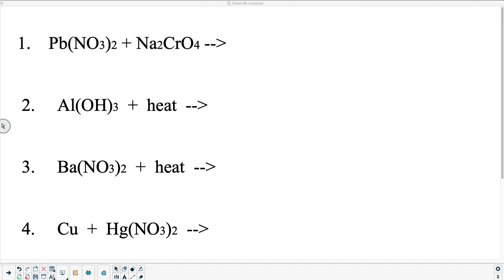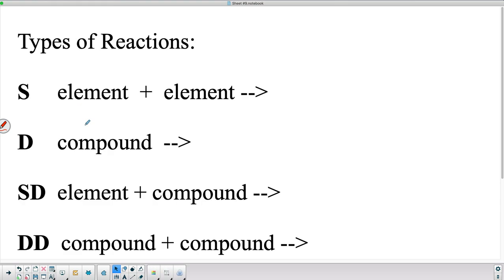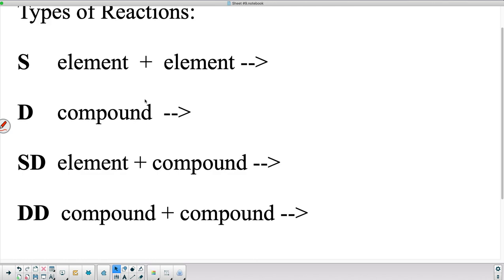Hey class, this is more about sheet 9, which is what we call predicting products. So I just want to take it back to this. You guys have seen this before, definitely for sheet 8 and previously.